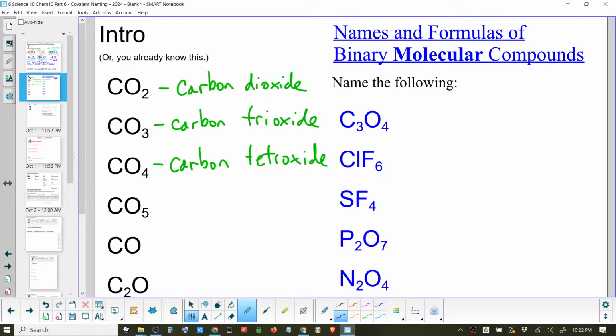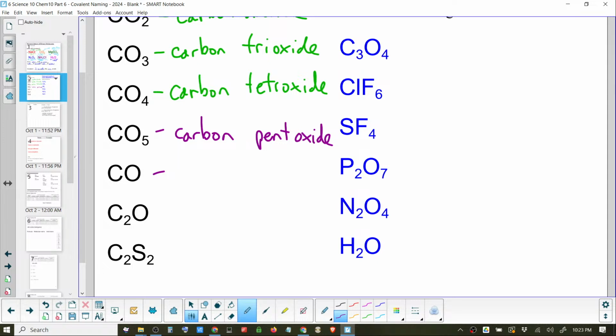It's a rule of English. They don't like A's and O's together. So it would be tetra, say nitride if it was a different compound, but we drop the A when it's with O. So carbon tetroxide, CO5, carbon pentoxide. CO, a deadly gas. Carbon monoxide. Not monooxide. When there's two O's in a row, we drop that as well. So we drop one of the O's.